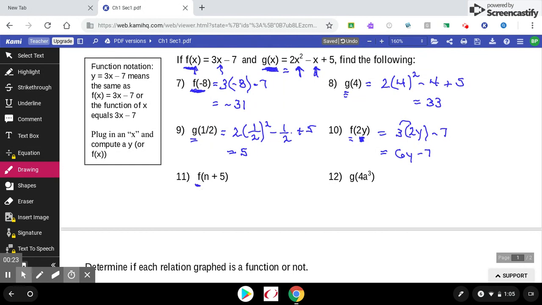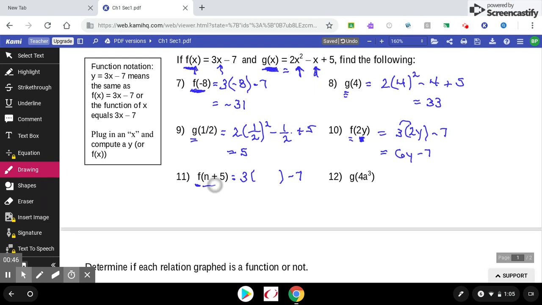If I see an f here, which stands for function, it tells me which function to use. I want to use the f function. In the f function, if you look up here at the top, it says 3x minus 7. So in other words, it's 3 times something minus 7. So it's just a matter of putting that something into the parentheses.